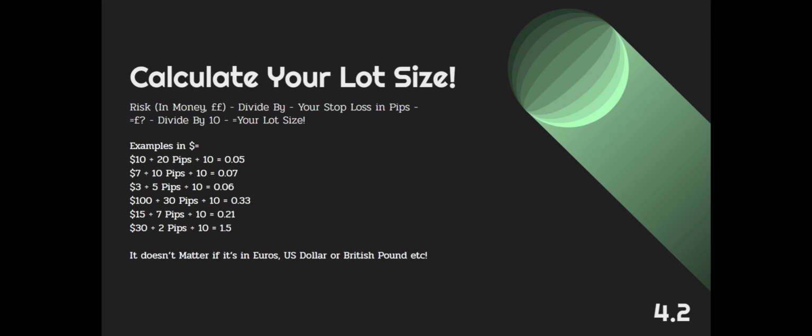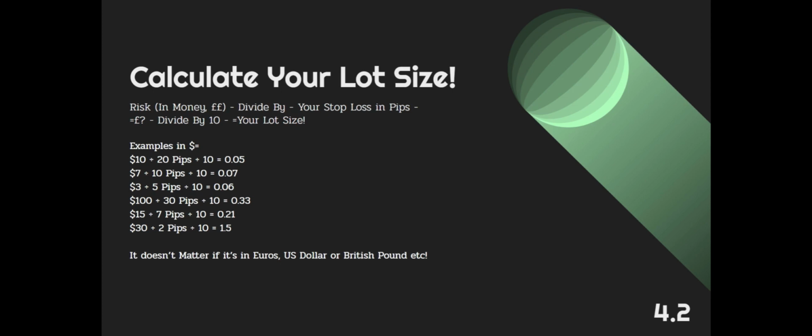When it comes to calculating it, all you've got to do is decide how much money you're risking. So for example, I want to risk £100. You divide that by your stop loss in pips. For example, if you're trading EUR/USD and you have a stop loss of 30 pips, that will equal something, and then you divide whatever it equaled by 10, and that will equal your lot size. So firstly you decide how much money you're risking. If you have £100,000, 1% of that is £1,000. If you have £1,000, 1% of that is £10, and stuff like that.